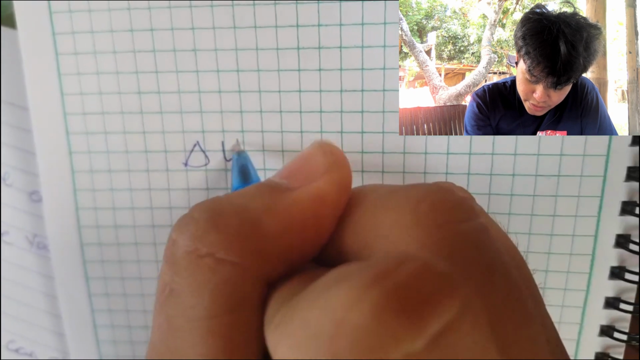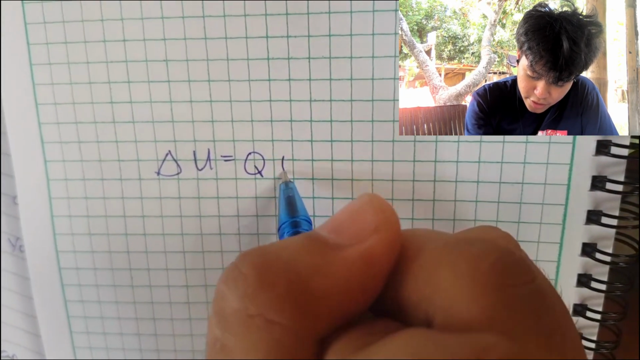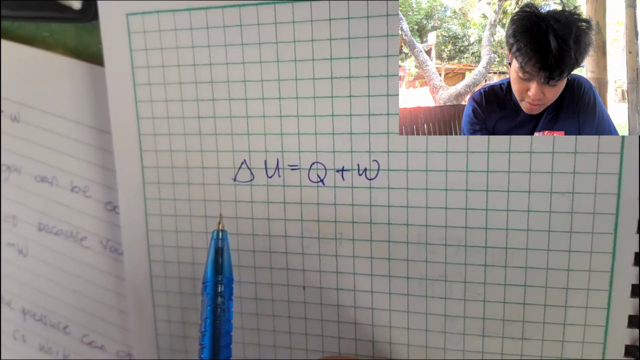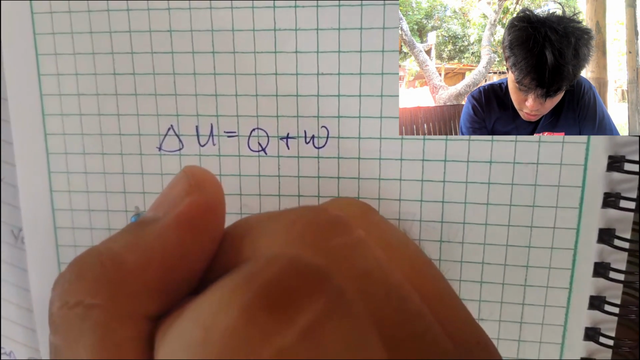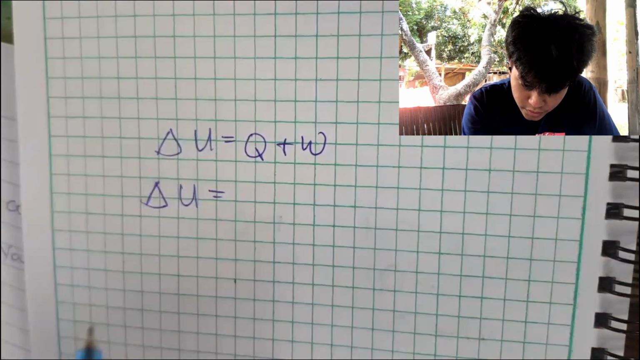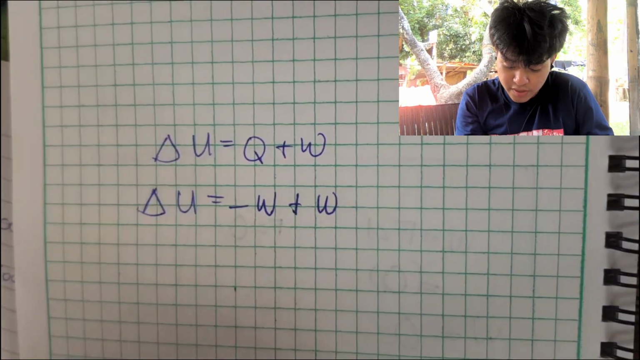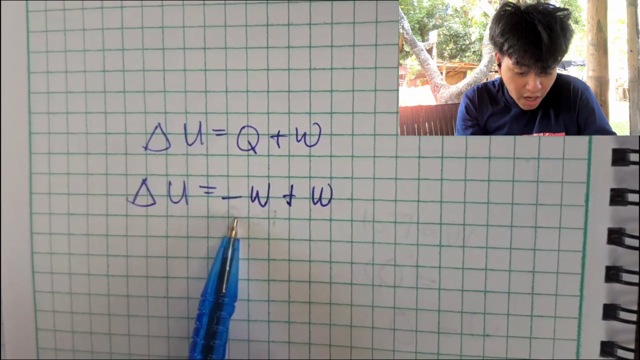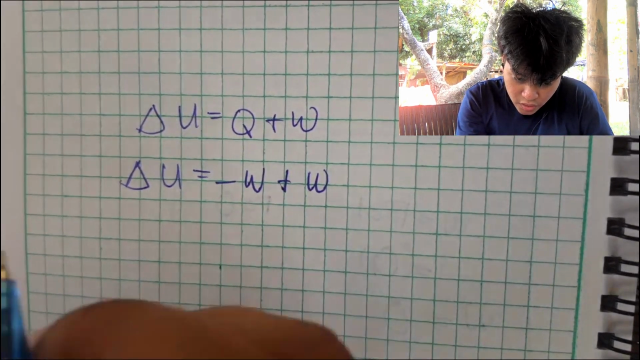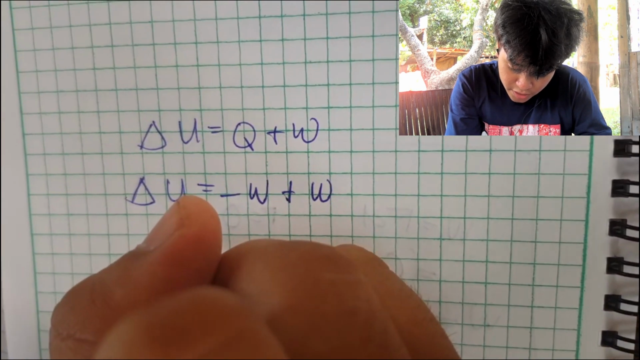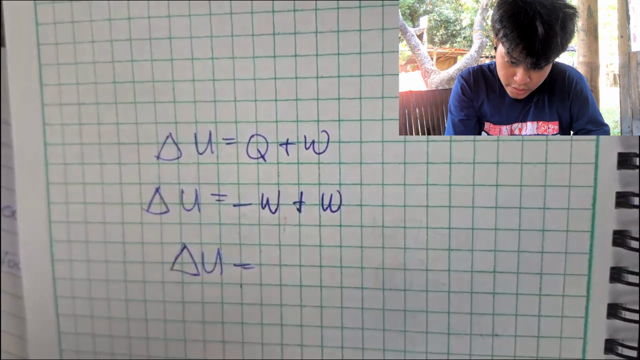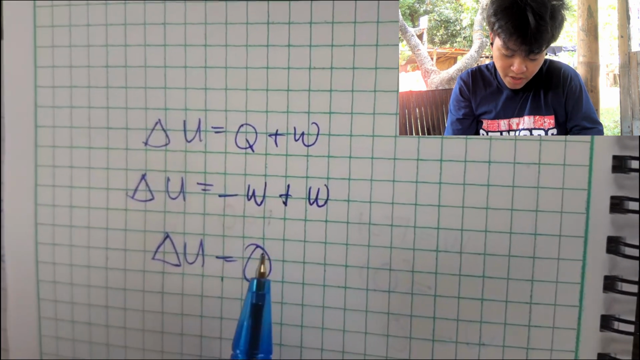So if you are given the internal energy, the formula is delta U equals Q plus W. For the isothermal process, delta U is equal to negative W plus W, because the work done by the gas is released as heat, so the change in internal energy would be 0 because they have the same value.